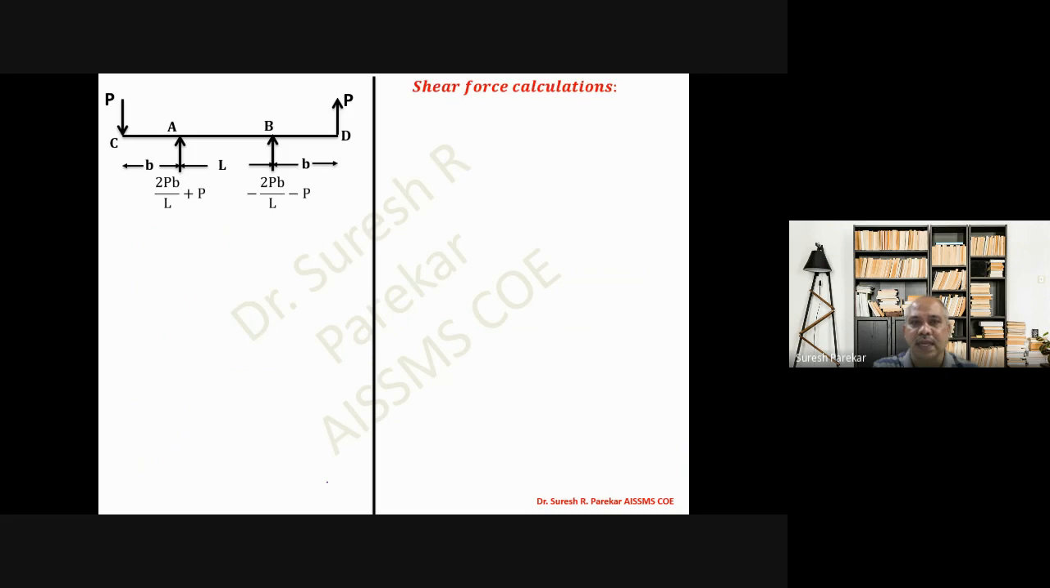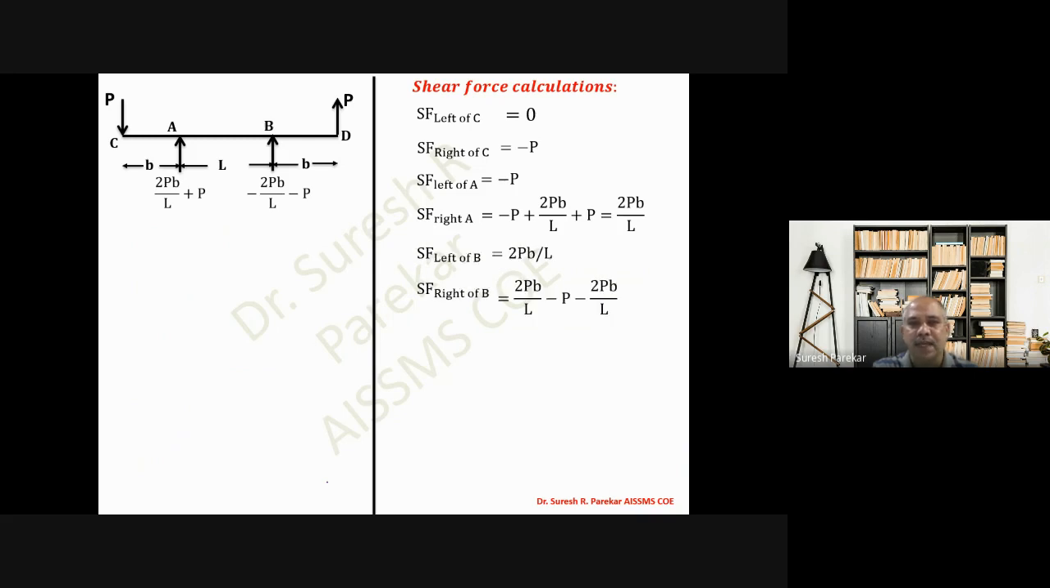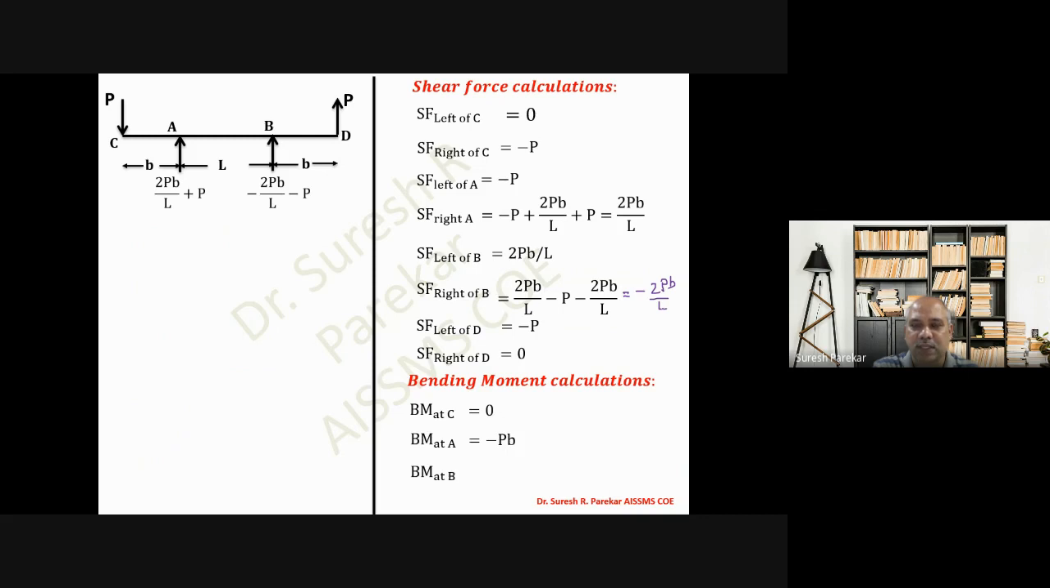And then we will go for calculations. Left of C 0, right of C minus P, left of A minus P, right of A minus P plus 2Pb by L, plus P is 2Pb by L, left of B same value, right of B we have 2Pb by L minus 2Pb by L, and we will get this value that is equal to minus 2Pb by L. Then we have left of B minus P, and right of D we have 0. And bending moment calculation, at C we have 0, at A we have minus Pb, at B we have plus Pb, and at D we have 0.